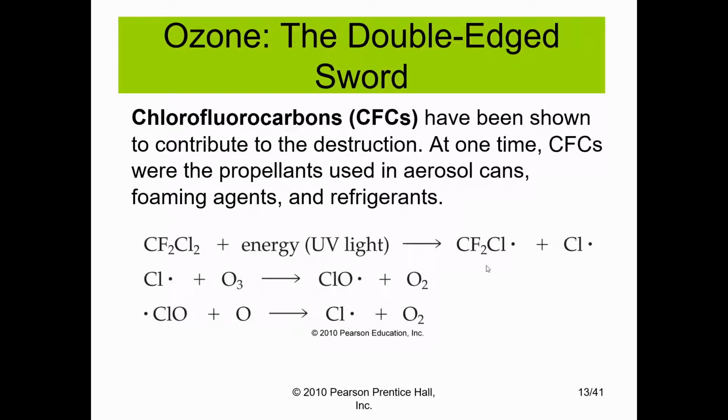These free radicals can react with the ozone to decompose it and create oxygen. Once this reaction occurs, another molecule of radical is produced and then can go on to trap more of the ozone. This is a chain reaction that can occur, and it's extremely important that chlorofluorocarbons are not released into the atmosphere because they will slowly reduce the amount of ozone present in the atmosphere.